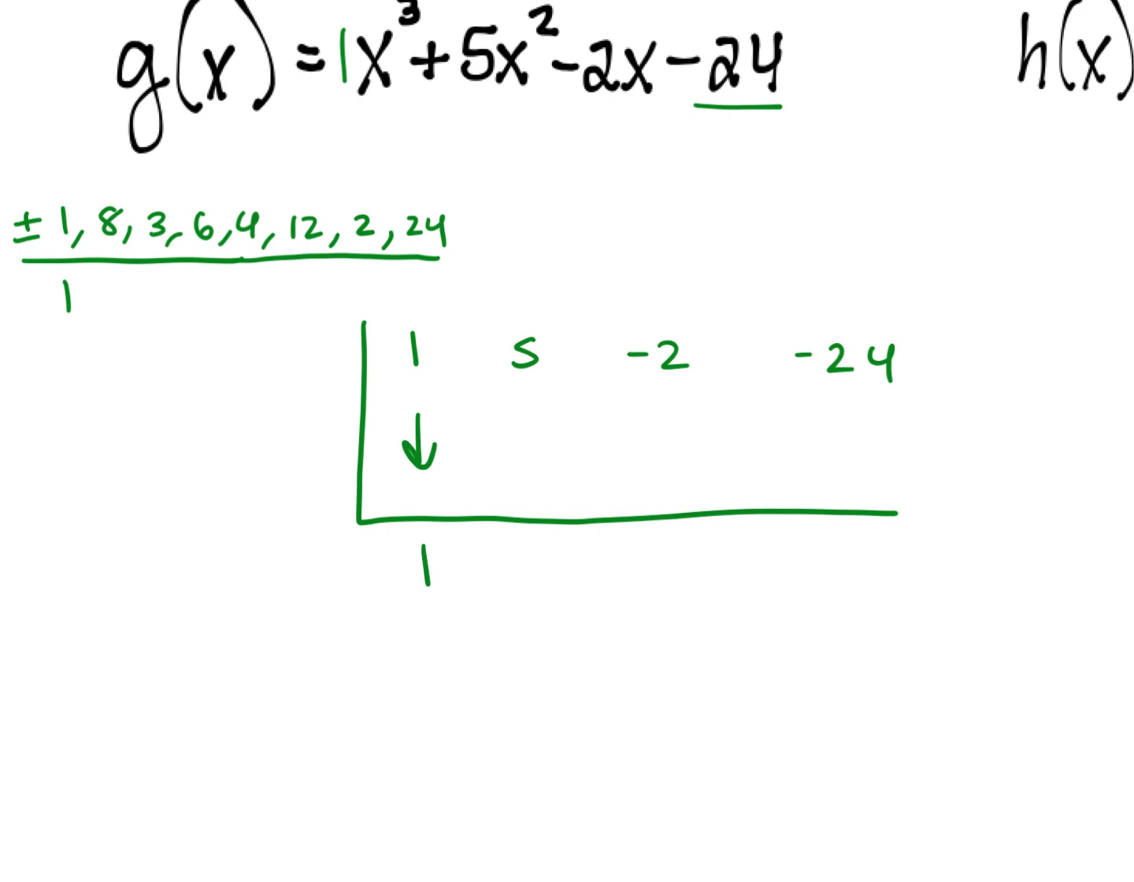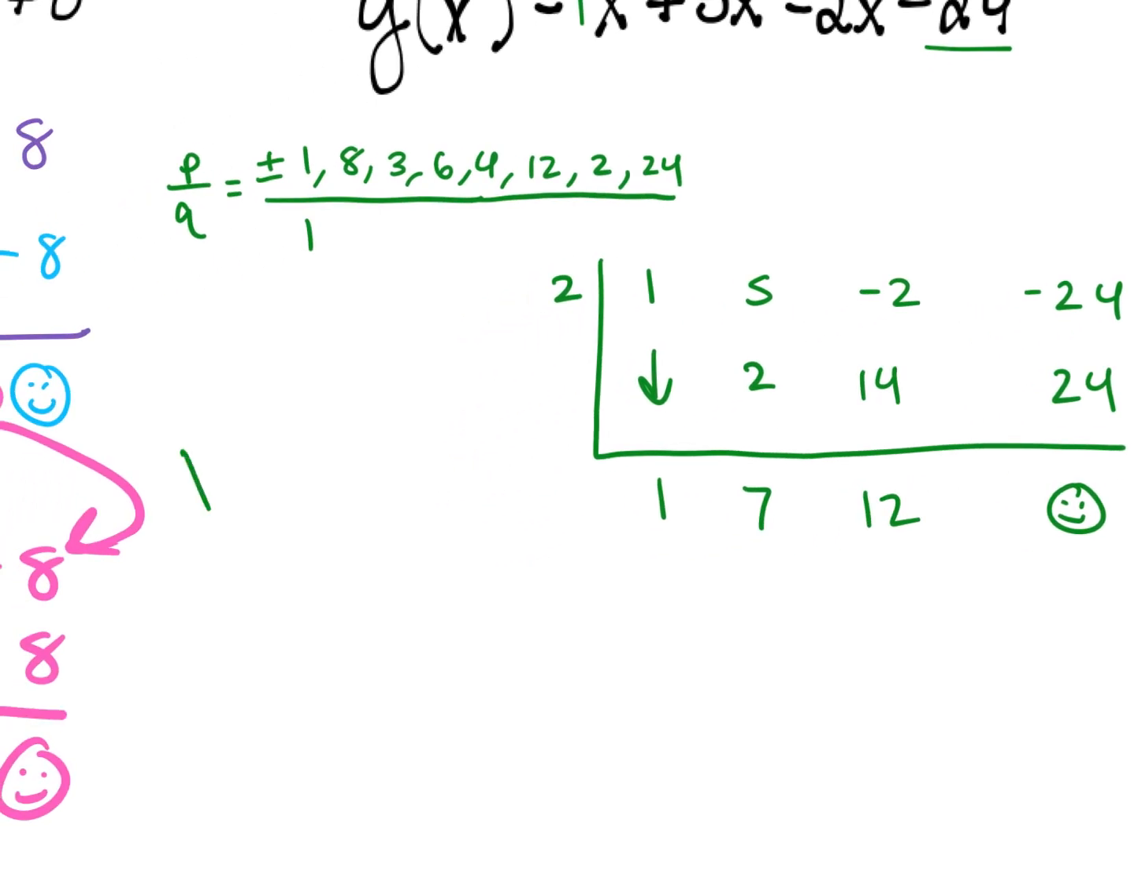2. All right, multiply, we get 2, add 7, multiply 14, add 12, multiply 24, add, we get 0. So does 2 work? Yes, so x is equal to 2 is going to be one of our answers.